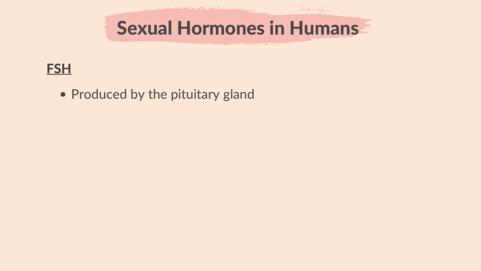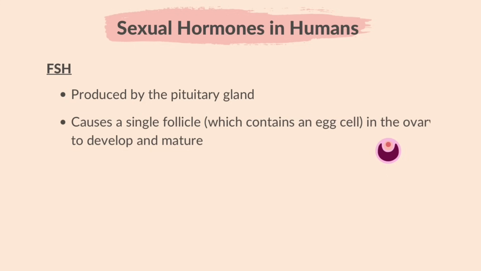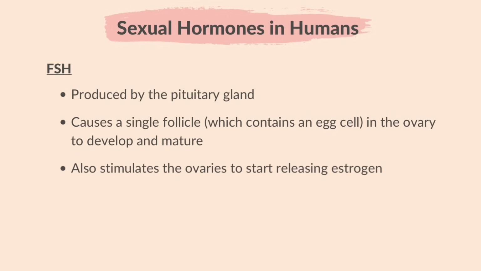FSH is produced in the pituitary gland. It causes a single follicle which contains an egg cell in the ovary to develop and mature. It also stimulates the ovaries to start releasing estrogen.